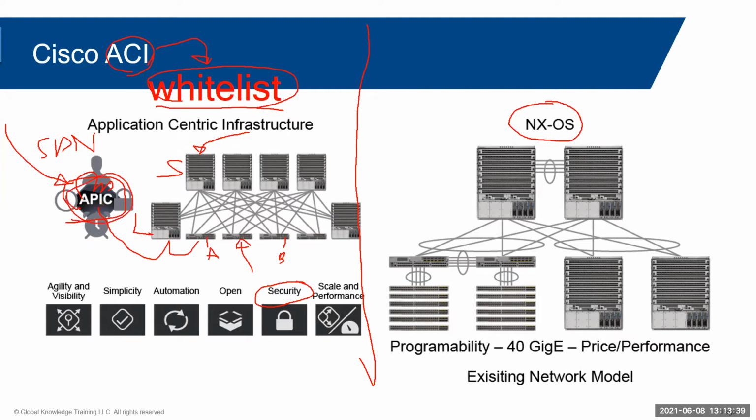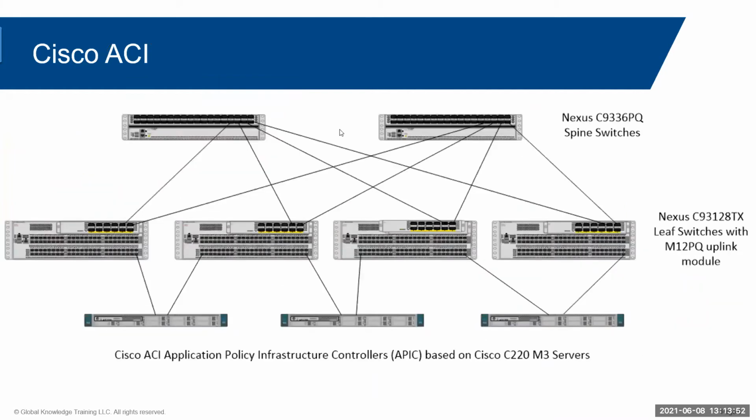What if we don't have an APIC? Then you don't have ACI. It's that simple. You must have the three pieces: spine, leaf, and an APIC. Same in production, same in a lab environment, same in a classroom environment. So here's a simple example of ACI.